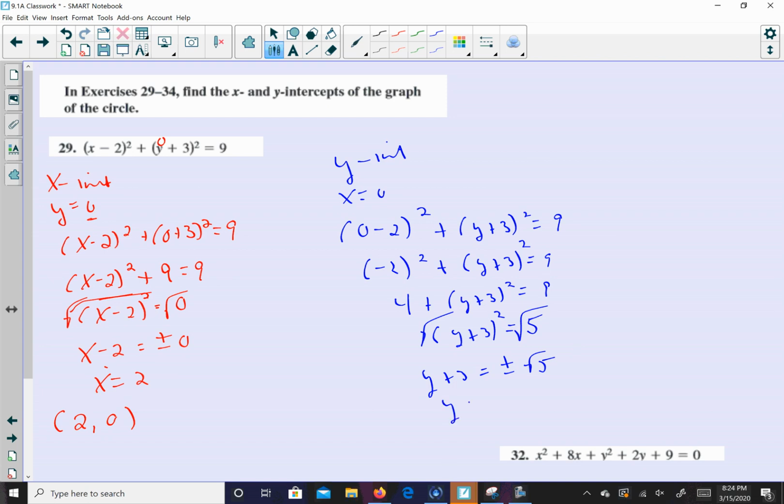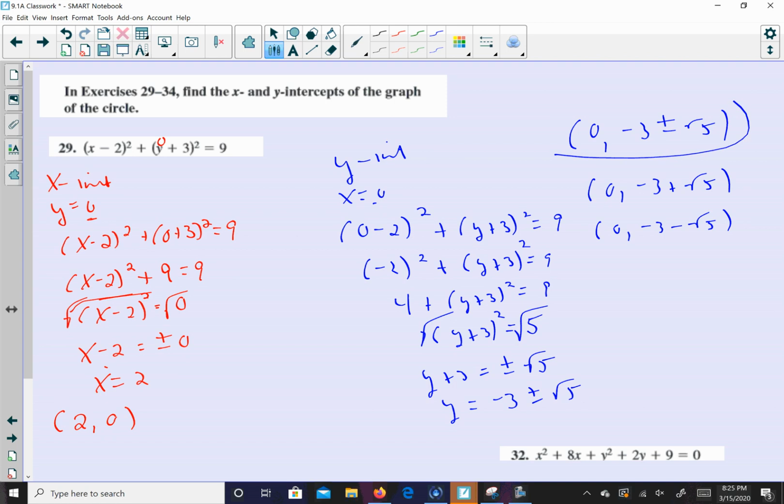Subtract 3 from both sides. I'm going to have y is equal to negative 3 plus or minus the square root of 5. So my answers are going to be x equal to 0, because that's what I set here, and y equal to negative 3 plus or minus the square root of 5. So I actually have two y-intercepts. One is at 0, negative 3 plus the square root of 5. And then I have another y-intercept at 0, negative 3 minus the square root of 5.